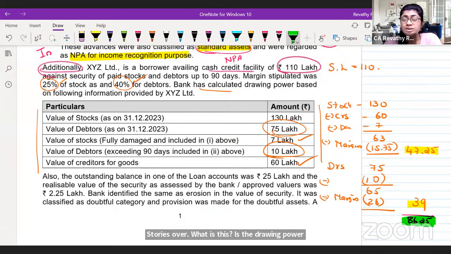Are we clear, guys? Drawing power is very important. MTP question, RTP question, past exam question.